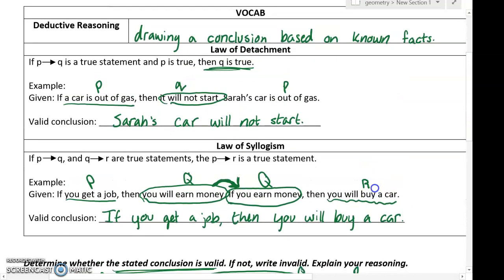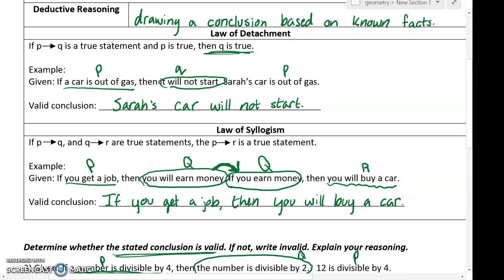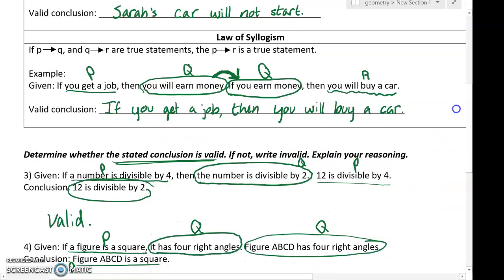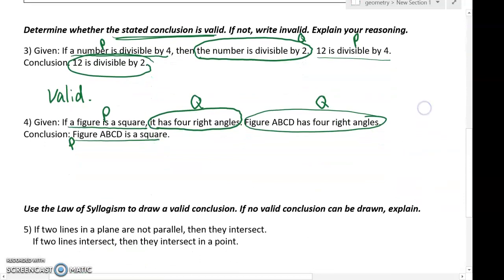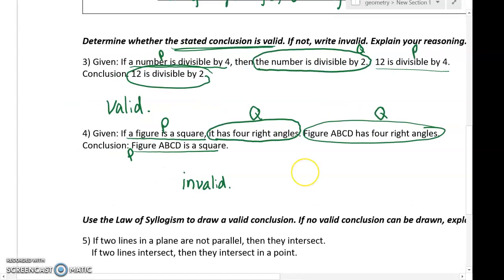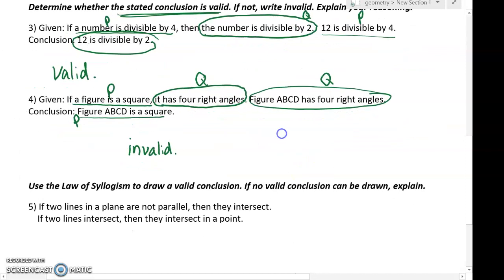Going back to where we wrote our definitions here, it only says if it tells us P is true, then Q is true right here, right? So we can't do anything with finding out that Q is true. We can't go backwards. So this one is going to be invalid. And the reason for that is Q can't prove P true. We can only use P to prove Q true.